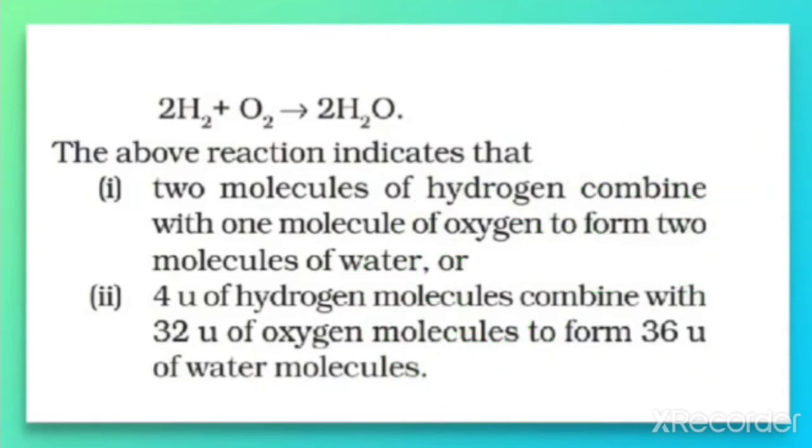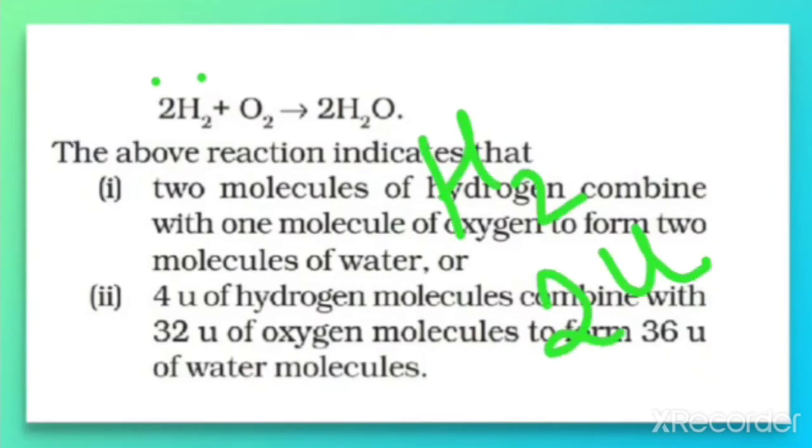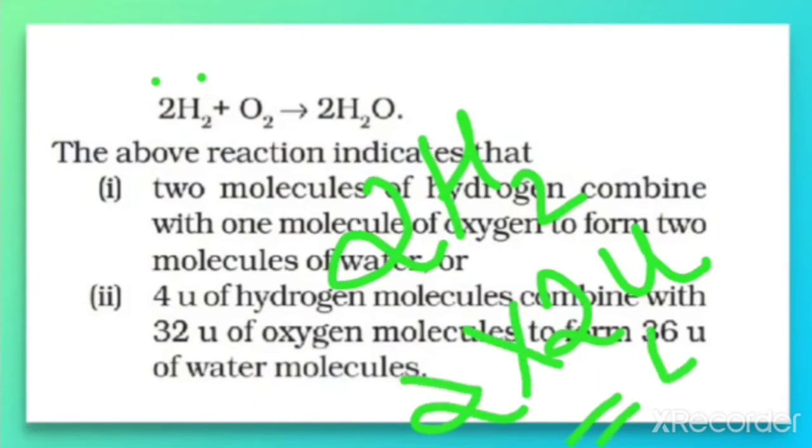So how do we indicate this reaction? In terms of molecules, two molecules of hydrogen combine with one molecule of oxygen to form two molecules of water. But we can also indicate this reaction in terms of mass. In terms of mass, how do we indicate this reaction? 2H2: the mass of one hydrogen molecule is 2U, so 2 into 2 is equal to 4U.